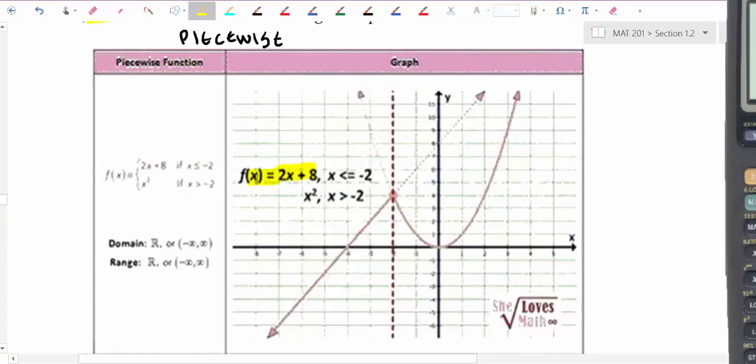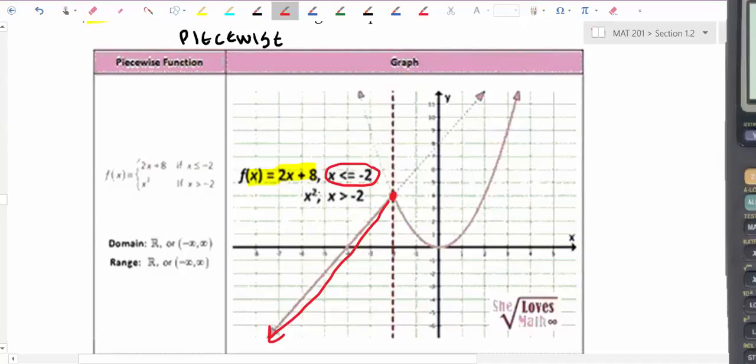It's y equals mx plus b. But the key thing is the graph only works when x is less than -2. That's the reason I have that dashed line there, because notice this line does not extend on forever. It's to the left of -2. So that's the first piece of that piecewise graph, okay?